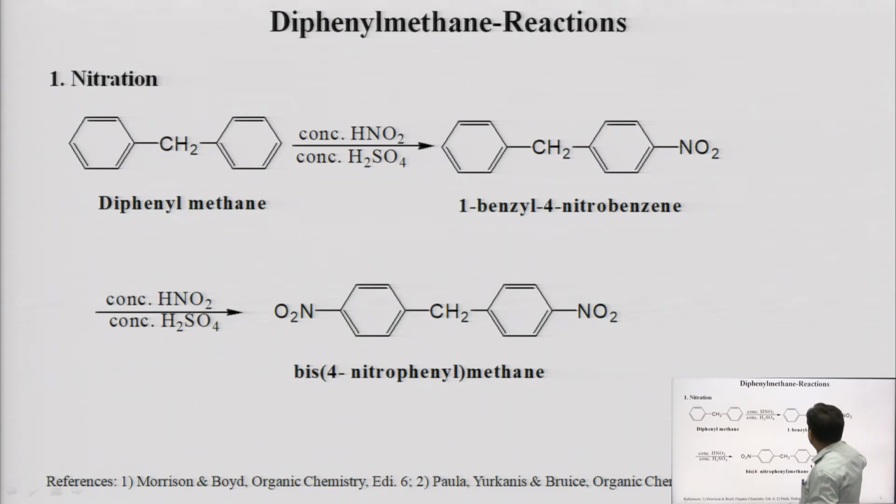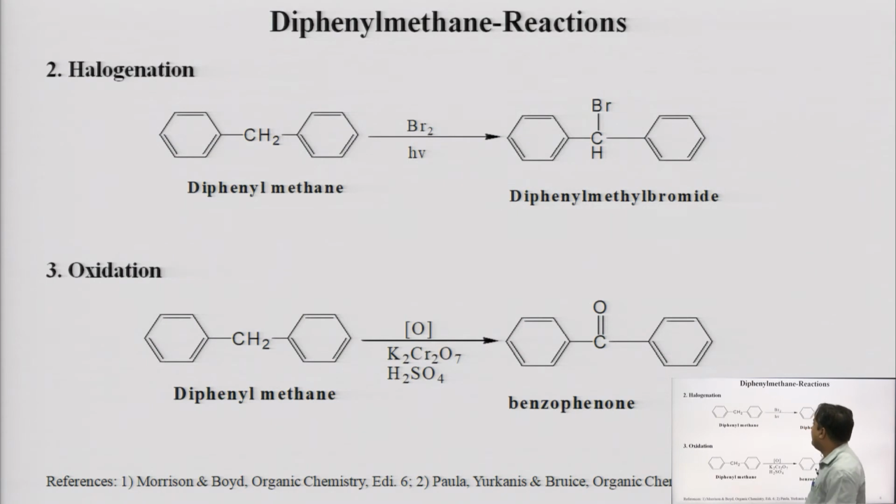When this product is subsequently nitrated in the same reaction condition, meaning in the presence of concentrated HNO3 and concentrated H2SO4, we again get the dinitrated product, that is bis 4-nitrophenyl methane. Bis means 2. So, both the rings have a nitro group at the 4 position, and the product is known as bis 4-nitrophenyl methane. So, this is the nitration reaction given by diphenyl methane.